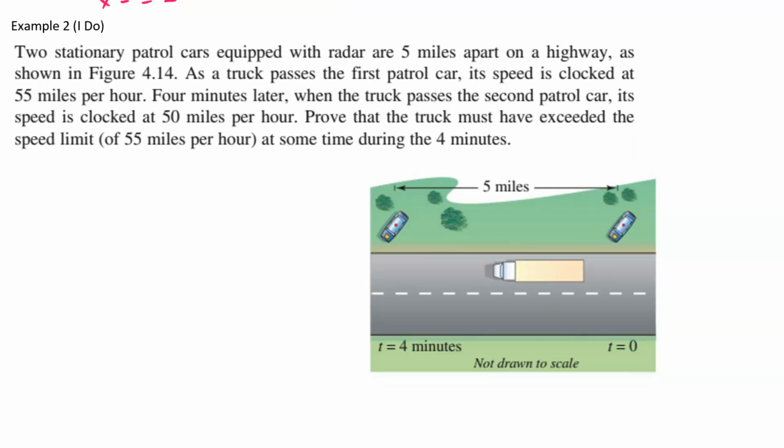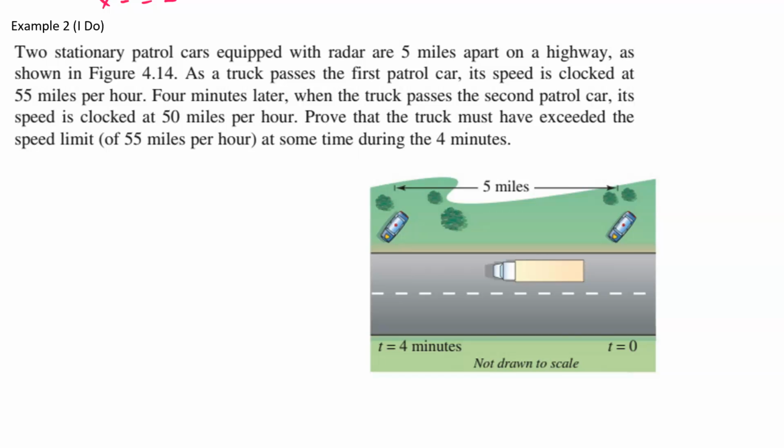Now let's look at a practical example. So we have 2 cops. They're stationary. They're equipped with radar, and they're 5 miles apart. All right, we've got this nice little diagram below. A truck passes the first patrol car, and its speed is 55 miles an hour. 4 minutes later, the truck passes a second patrol car, and its speed is 50 miles per hour.